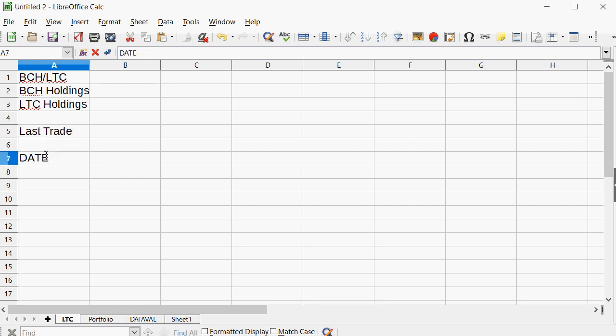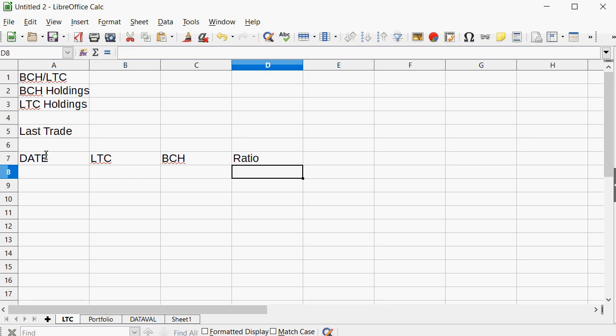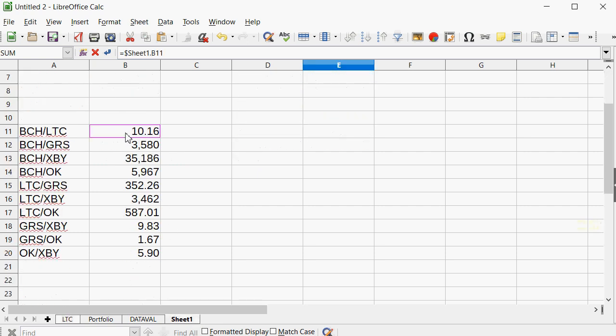Date, actually we'll just put in whatever. I can do that manually. So date, then we're going to have the LTC, BCH, and ratio. So in here, the ratio is easy. We're just going to go equals, and go to the main sheet, and grab it right there, equals that.